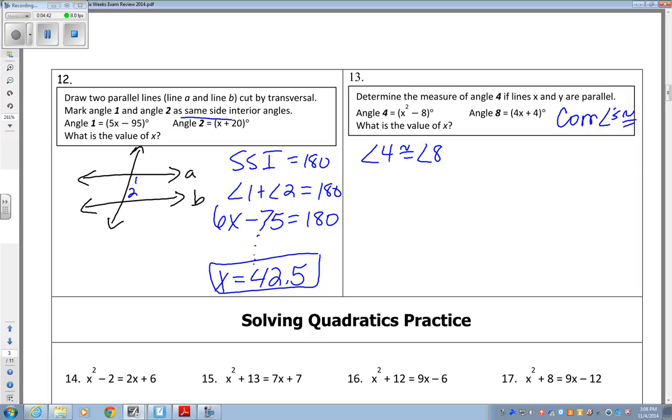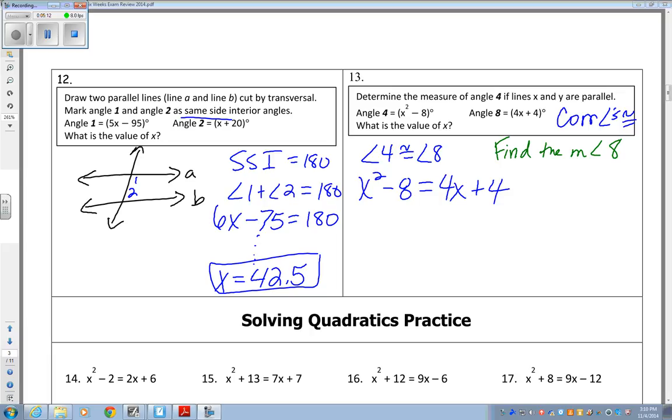Okay, now, if you're done with this, here's the next part. Here's how they're going to ask you on your test. They're not always going to ask for the value of x. They're going to say, find the measure of angle 8. So, if you're done with the x part, see if you can get the angle measure part. So, plus our regular substitution, we start here: x squared minus 8 equals 4x plus 4. But then we have to get it to standard form.